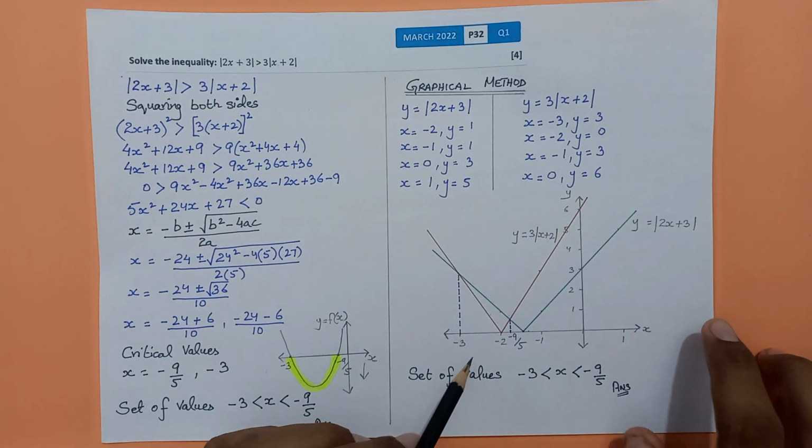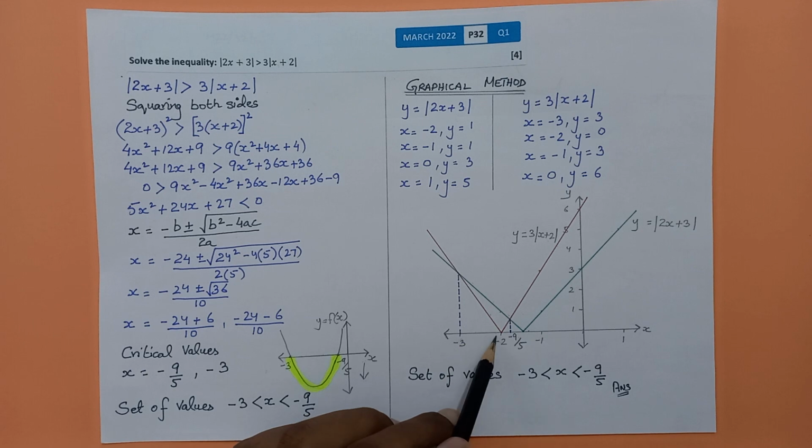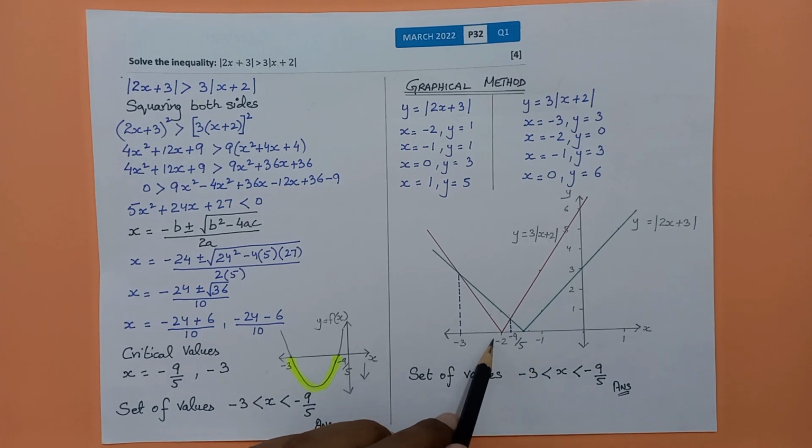That means finally we can say that the set of values of x are greater than minus 3, like we have written over here, and less than minus 9 upon 5.